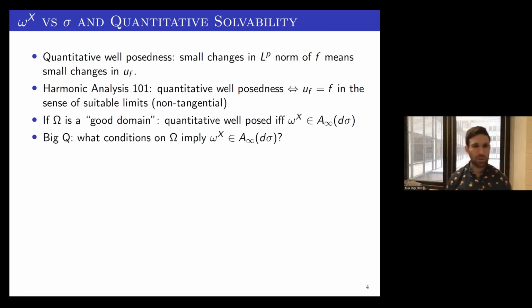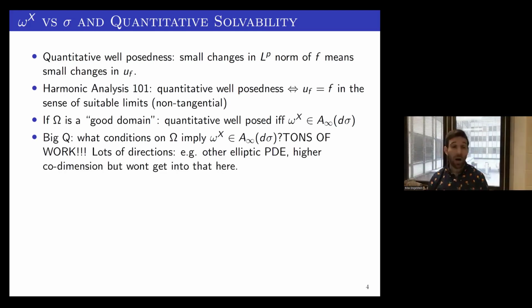Cool. So what's the big question? Well, what conditions on the domain imply that the harmonic measure is an A infinity weight, right? When do we have quantitative well-posedness? There's a ton of work here. So if I attempt to cite any of it, I'm going to offend like 80% of the audience.